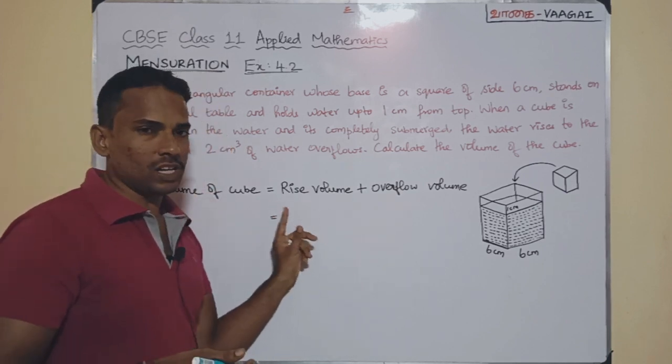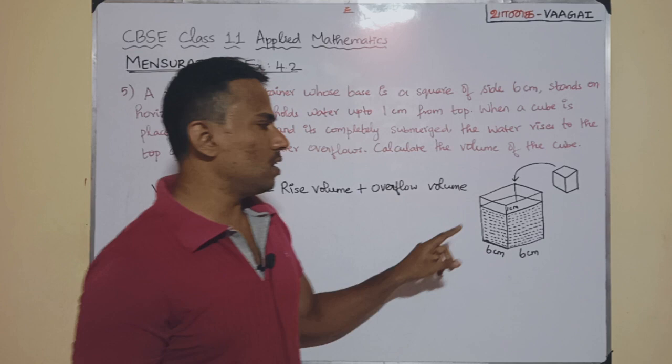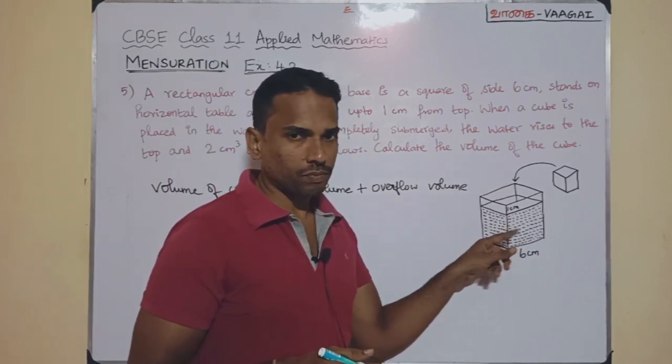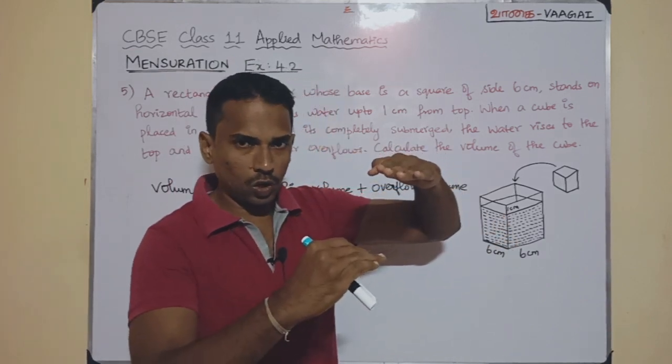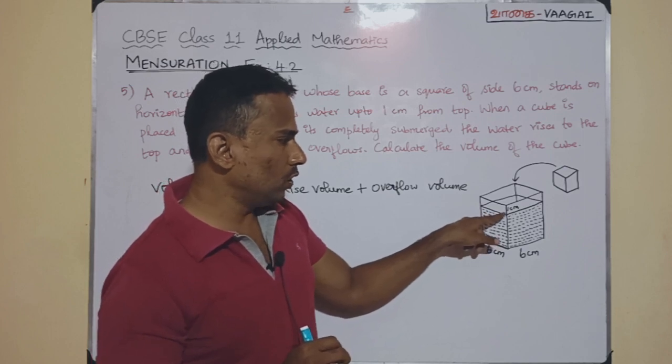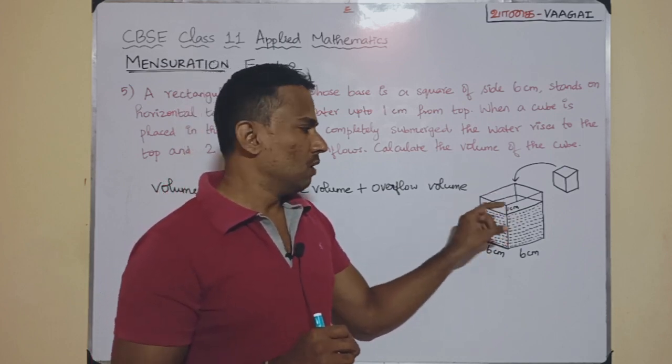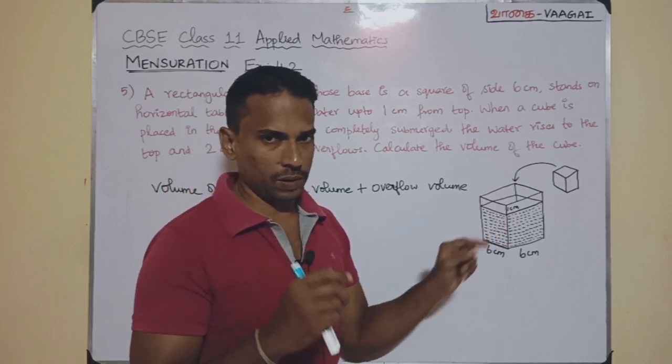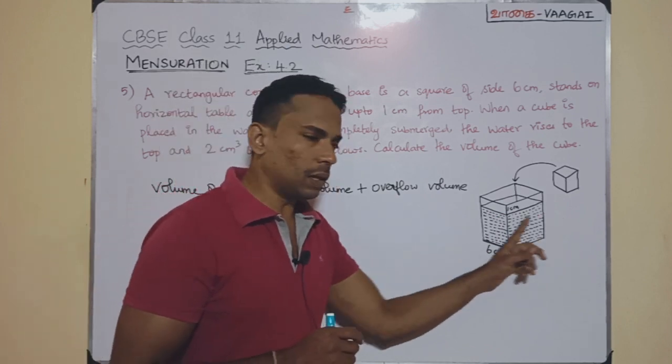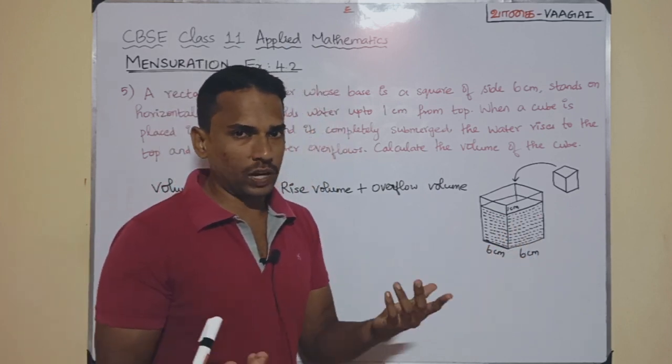Now see here, for the rise volume, the water is already up to this level, just 1 centimeter below the top. Now it is going to rise up to the top, which means the height is going to be 1 centimeter. And what about the base of that? The base is actually a square only, is it or not?